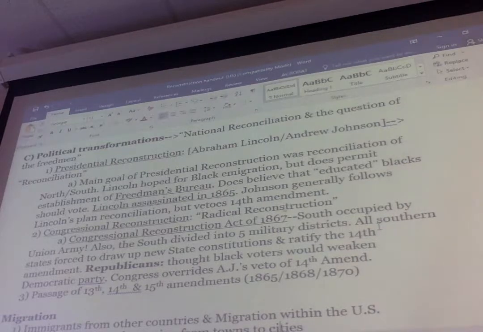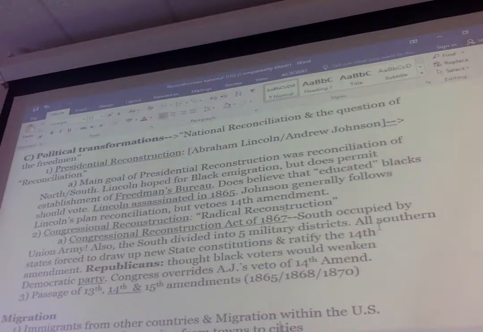But again, congressional Reconstruction will go a little bit of a different direction than presidential. Those radical Republicans in Congress will feel like they need to punish the South before they readmit them to the Union. So, for example, under this Congressional Reconstruction Act of 1867, the South is divided into 5 military districts, each with a Union general in charge to make sure that they follow the policies of Reconstruction. The South is essentially occupied and forced to follow Reconstruction. All Southern states are forced to draft new state constitutions and ratify the 14th Amendment, which we'll talk about in a second.